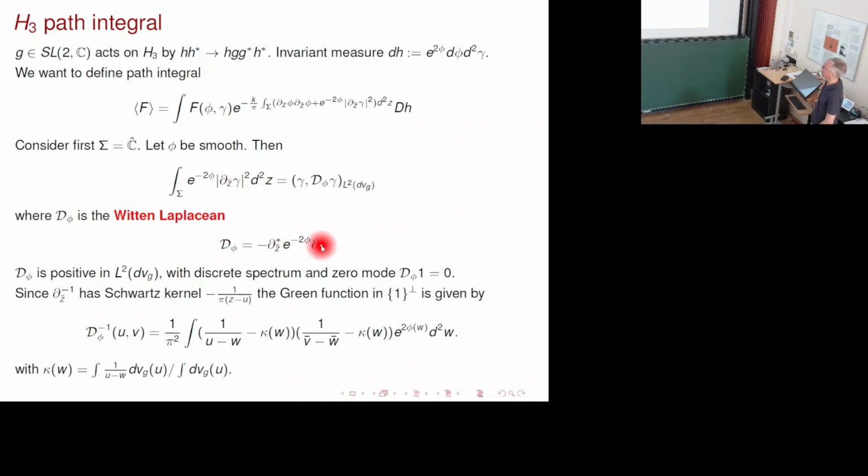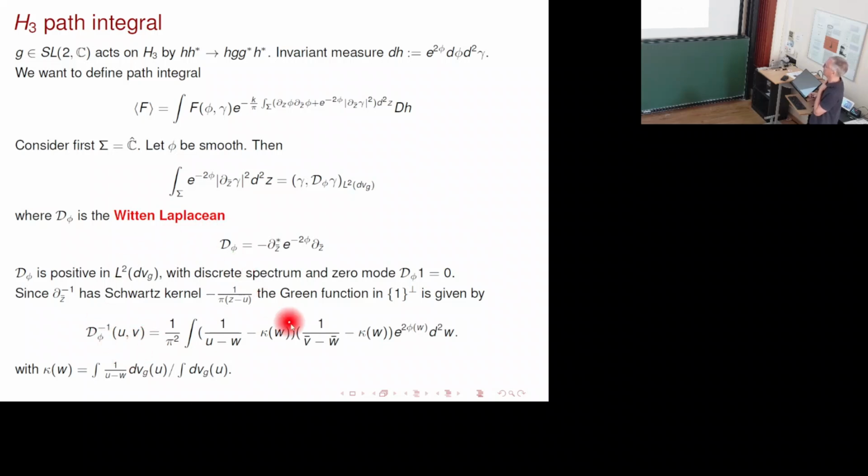It's basically the Schwartz kernel of dz bar. That's just the Cauchy transform. And then you have to subtract something in order to be in this orthogonal complement. Basically just the Cauchy transform of your volume. And that's an explicit formula for the covariance. So look at just what comes out.